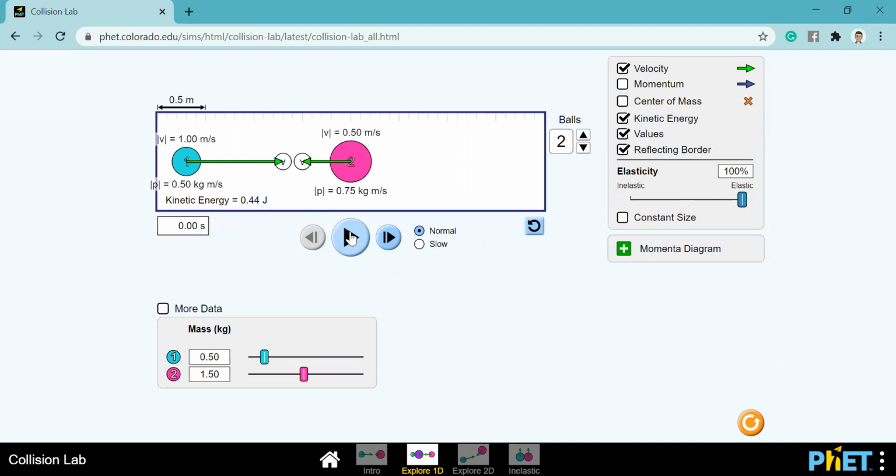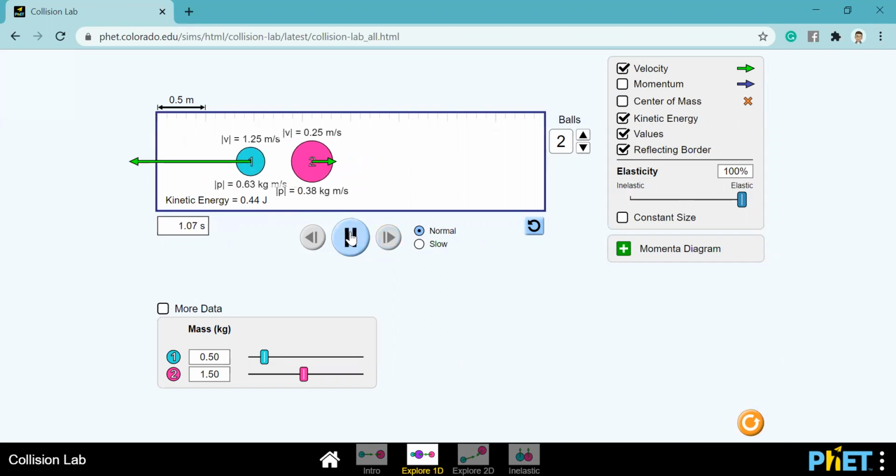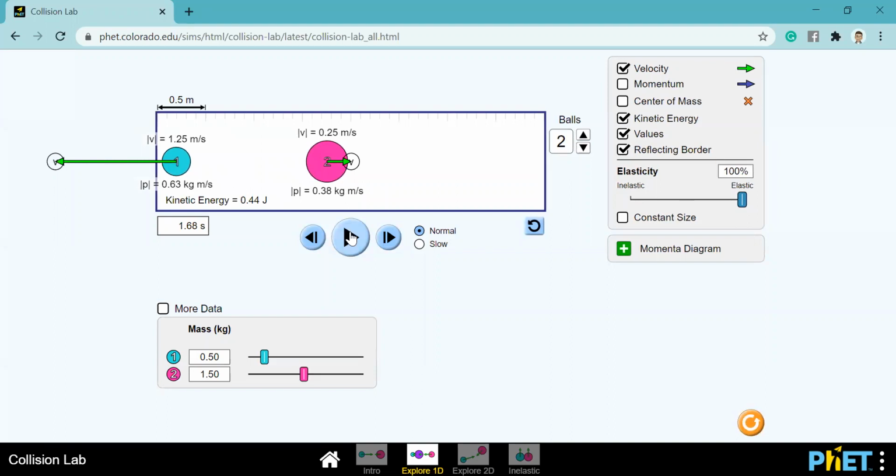And after the collision, let's do the simulation. Okay, so we could observe that the velocity and momentum of both objects change after the collision, but the kinetic energy still remains 0.44 joules.